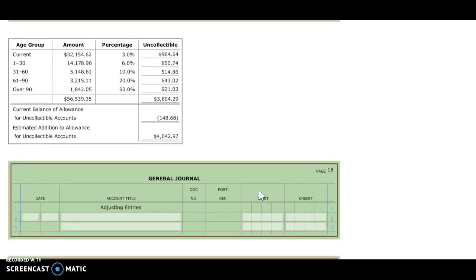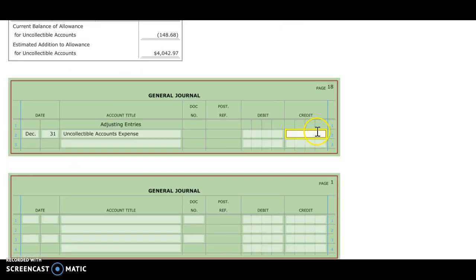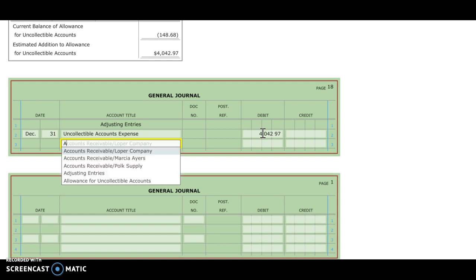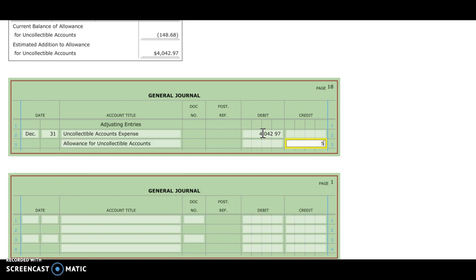Okay, direction number 3 then says that we're going to journalize the following. Actually, I skipped the last part, I think. Yep. The last part of direction number 2, we need to put in that adjusting entry. So December 31st and I'm going to debit my uncollectible accounts expense for that amount that we figured up above. So $4,042.97. And then I'm going to credit my allowance for uncollectible accounts for $4,042.97.